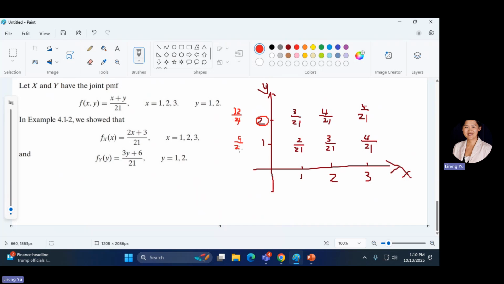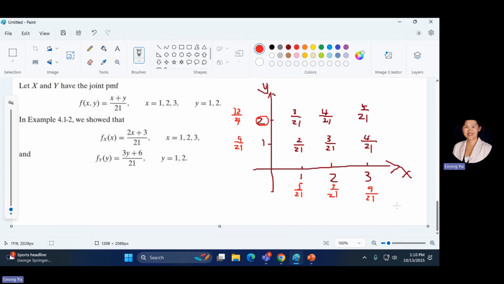So we'll be repeating what we did earlier. This will be 5 over 21, 7 over 21, and this is 9 over 21. These are the marginal distributions. So these are still what we had in the past.